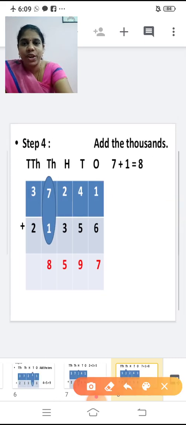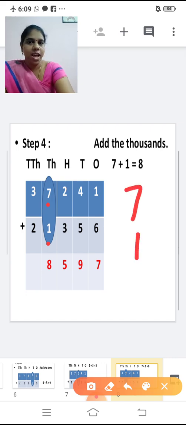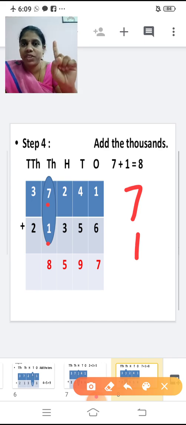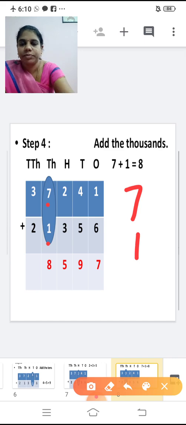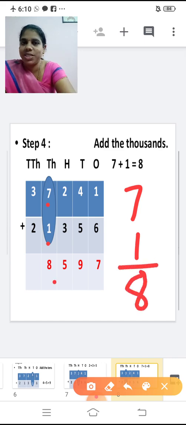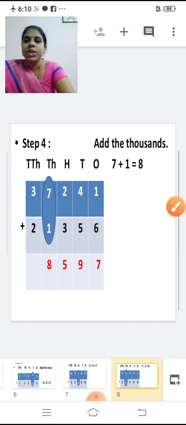Thousands place. Next we are going to add the thousands place, 7 and 1. Add and tell me the answer now, children. We are going to add 7 and 1. After 7 we are going to add only one number. After 7, 8. So 7 plus 1 is 8. Write it below the thousands place.